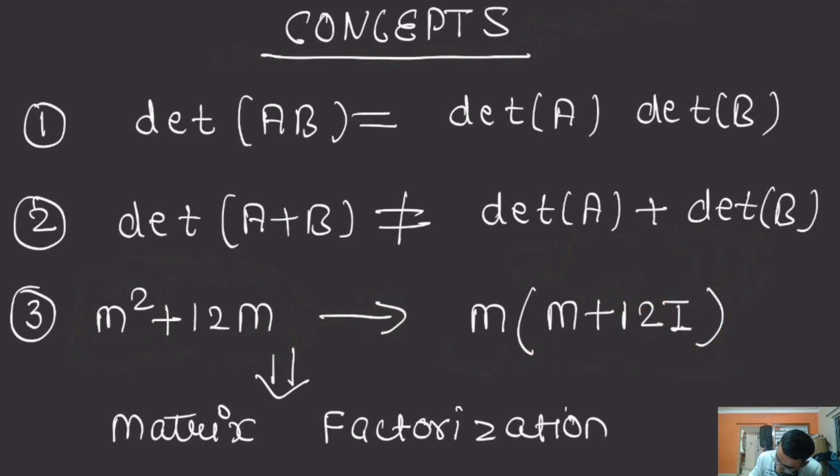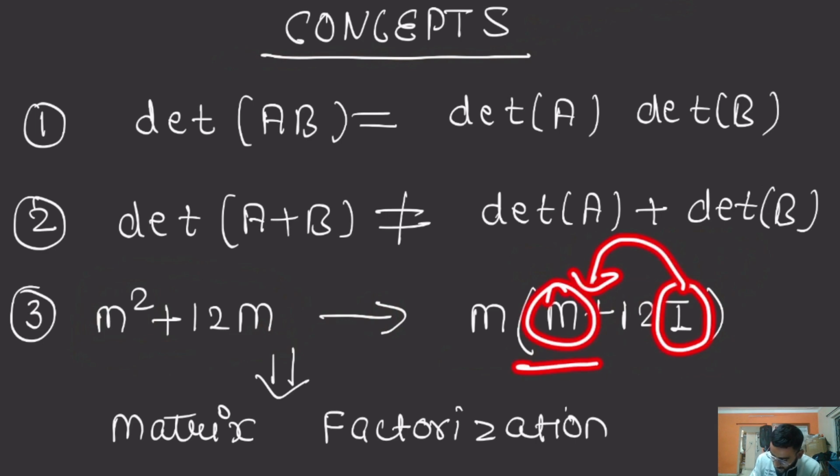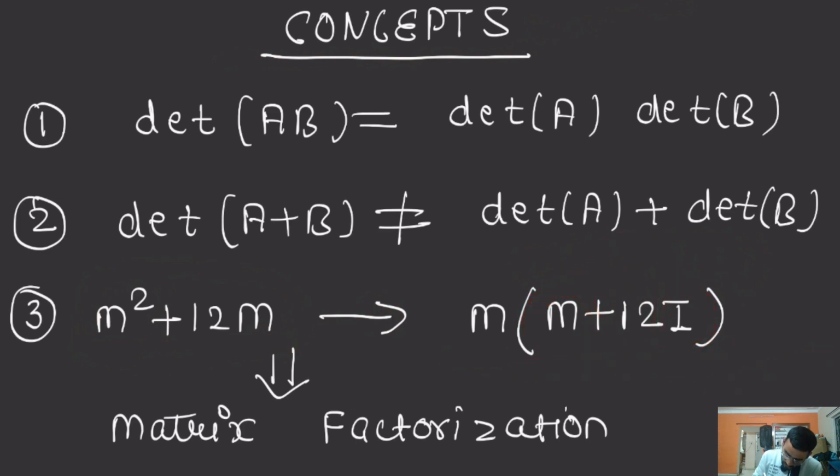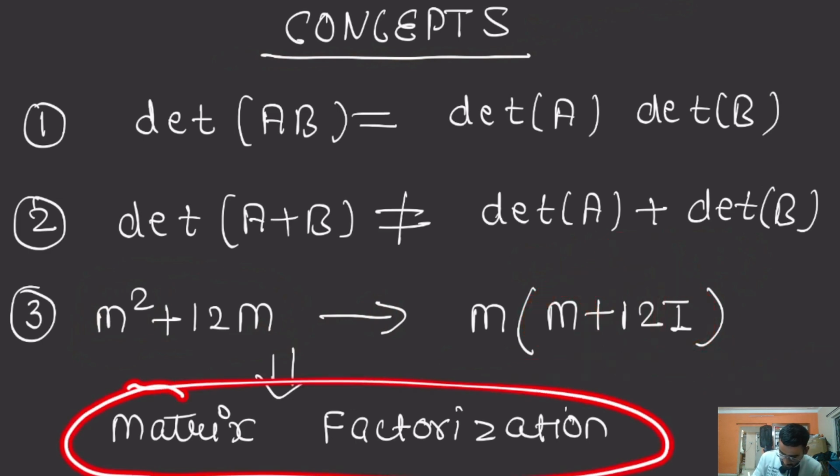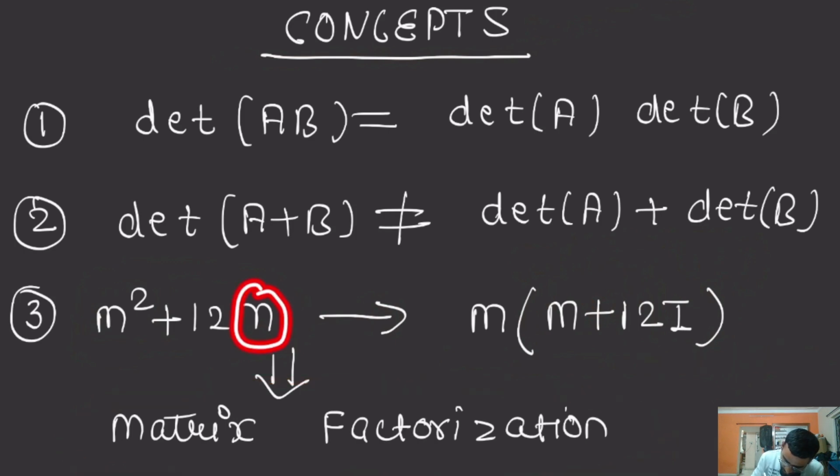Here I should be of the same shape as M, because we can add only matrices of the same shape. So this is the important part. In matrix factorization, if we take this matrix out, then we need to replace the scalar with I, because we can't add a matrix with a scalar quantity.